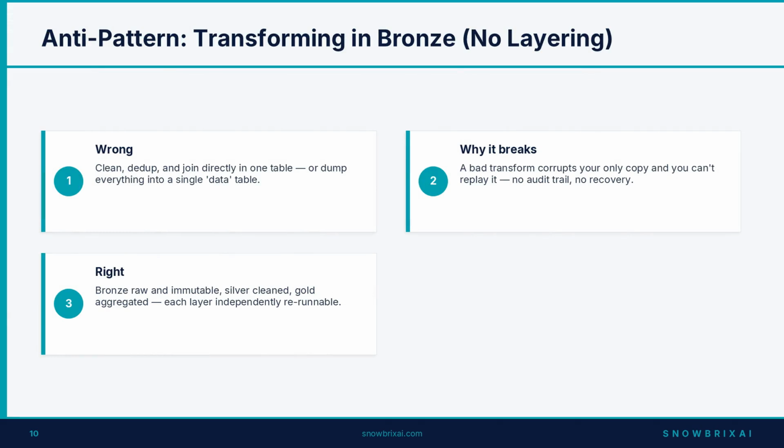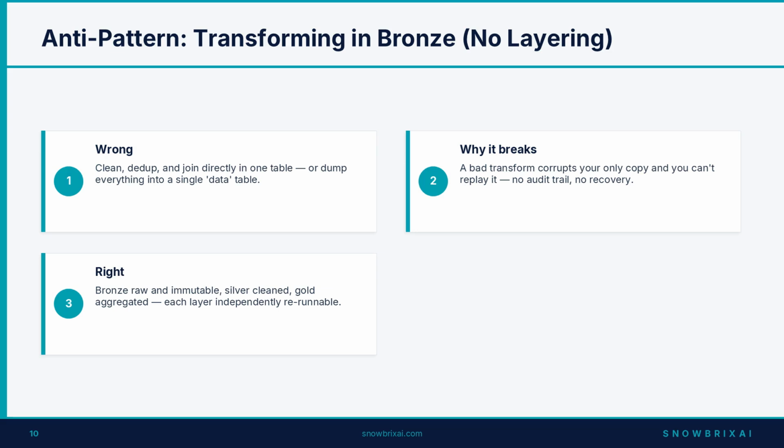Let me show you the trap people fall into. The anti-pattern is transforming in bronze, the wrong move. They clean, dedup and join directly in one table, or they dump everything in a single table called data. Here is why it breaks. One bad transform corrupts your only copy and you cannot replay it. No audit trail, no recovery. The right way is layers, bronze raw and immutable, silver cleaned, gold aggregated, each layer re-runnable on its own.